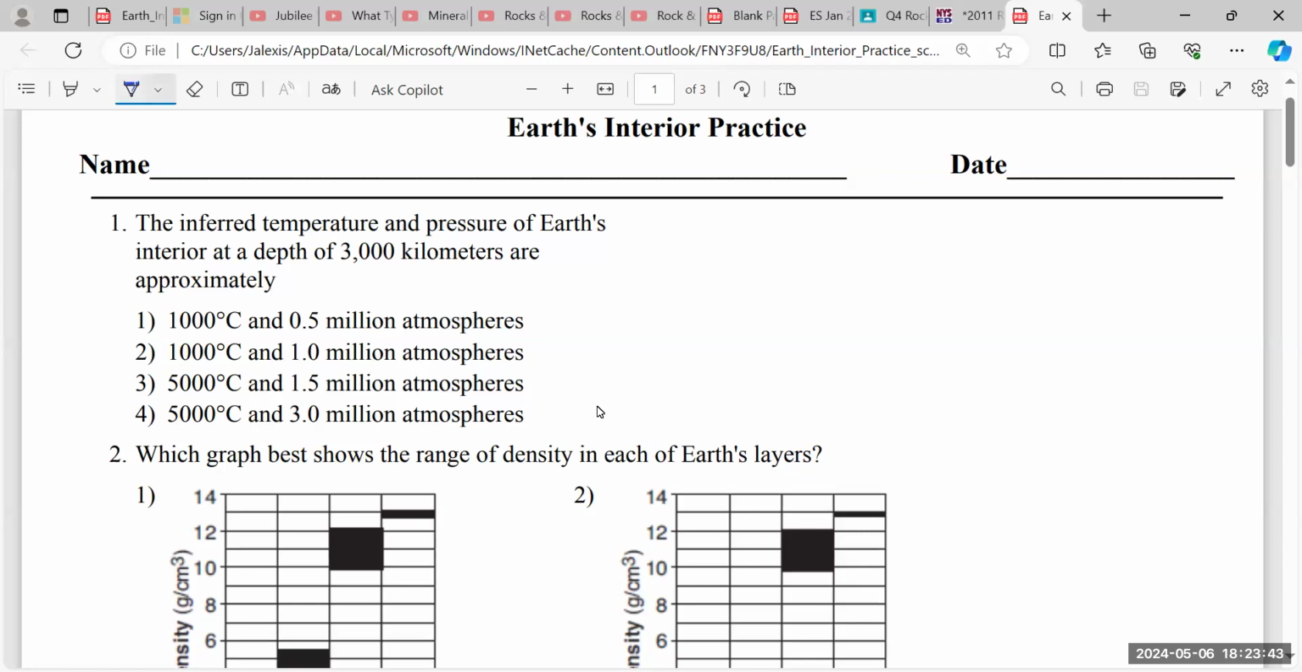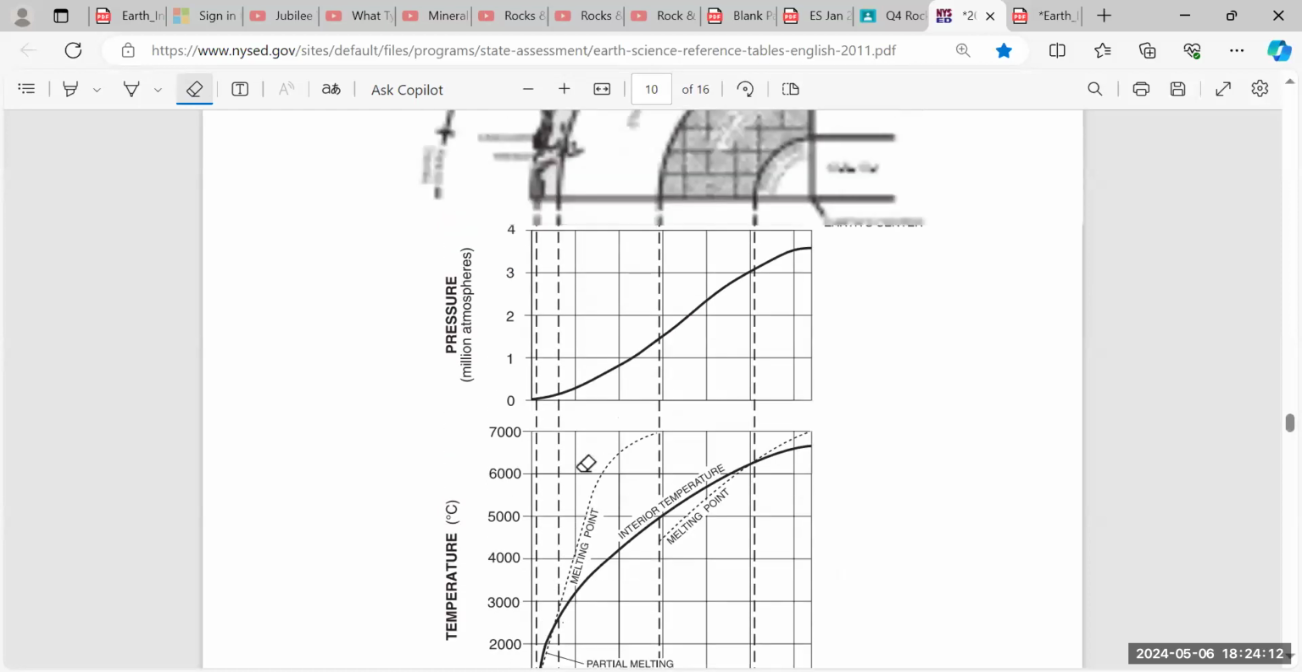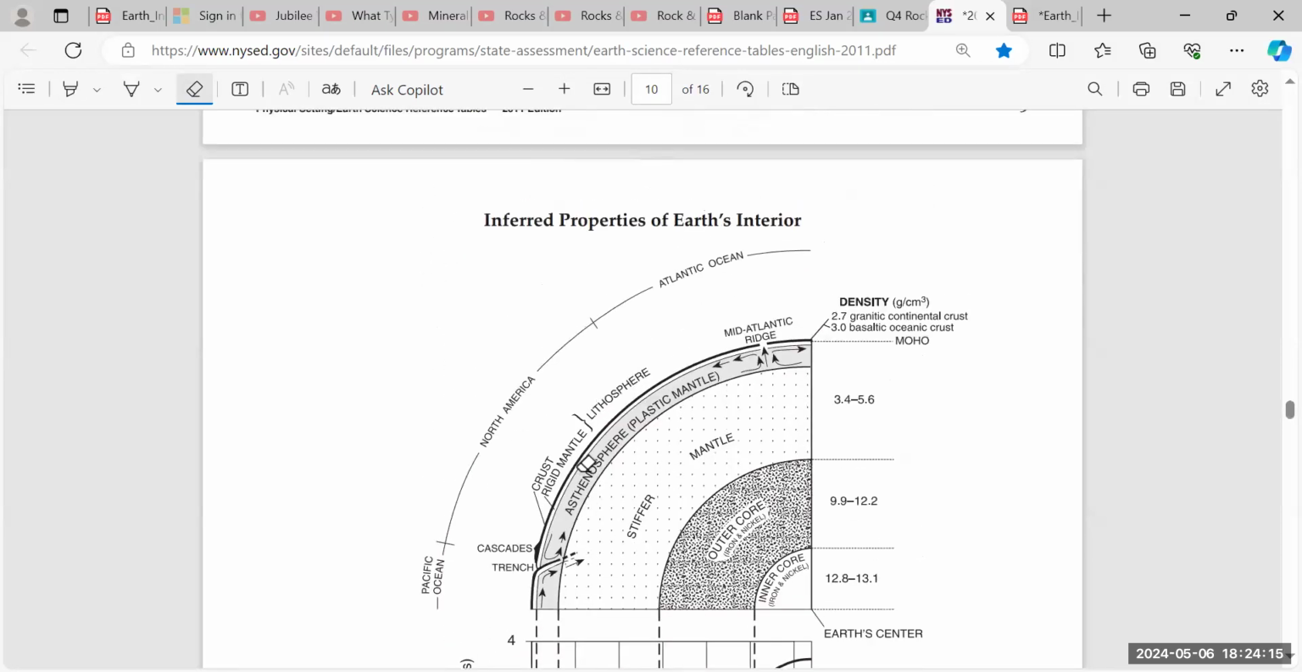So number one says the inferred temperature and pressure of Earth's interior at a depth of 3,000 kilometers are approximately one. So they're looking for the temperature and the pressure of the Earth's interior. Now, there is a page on the reference table that focuses on the Earth's interior. What page is it, everybody? There we go. We're looking at page 10.